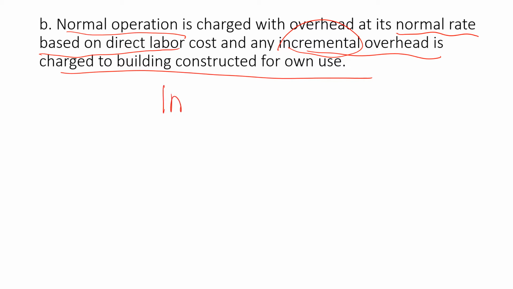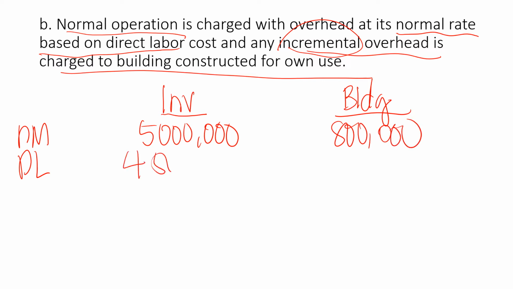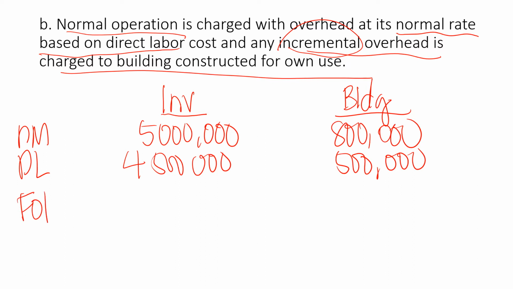So, we have inventory. So, we have building. Ito yun. So, direct materials ulit, direct labor. So, this is 5 million. Building, 800,000. Direct labor is 4,500,000. 500,000 for building. Then, we have factory overhead. Take note, for inventory, so naka-base dun sa normal rate, which is yung 90%.